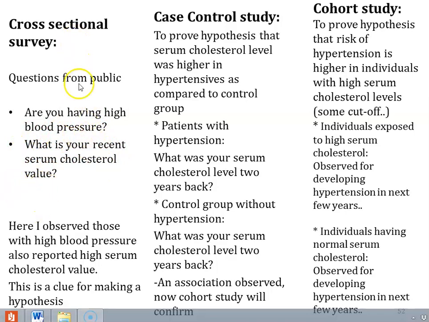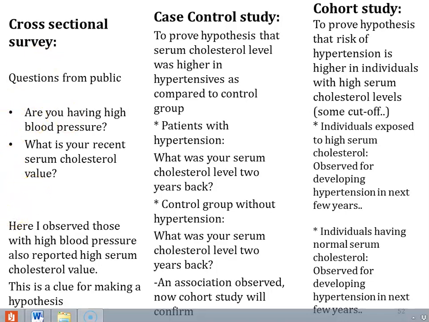Remember, cross-sectional survey is a prevalence study. It simply measures the frequency of a disease, a risk factor, and we do not tend to prove a hypothesis of a relationship between these two variables. However, in some cases, people find relationship between variables using these surveys, and then they label it as analytical cross-sectional studies. That is also fine.